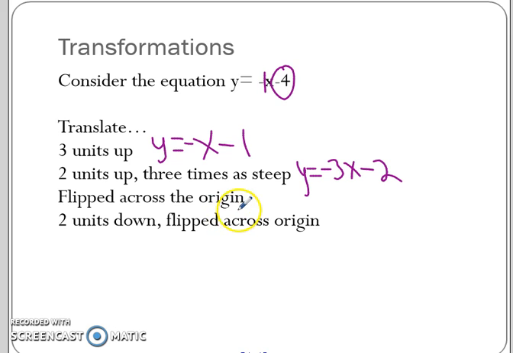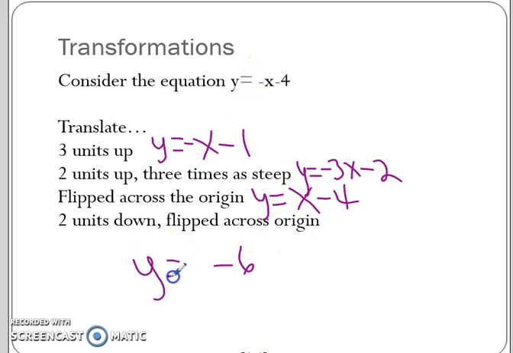And then if you want to flip across the origin, instead of negative x, it's going to be positive x. And then the y-intercept stays the same. And then 2 units down, flip across the origin. So 2 units down, subtract 2 from negative 4. So that's going to be negative 6. And then flip across the origin. Instead of negative, we do positive. So it's going to be this.